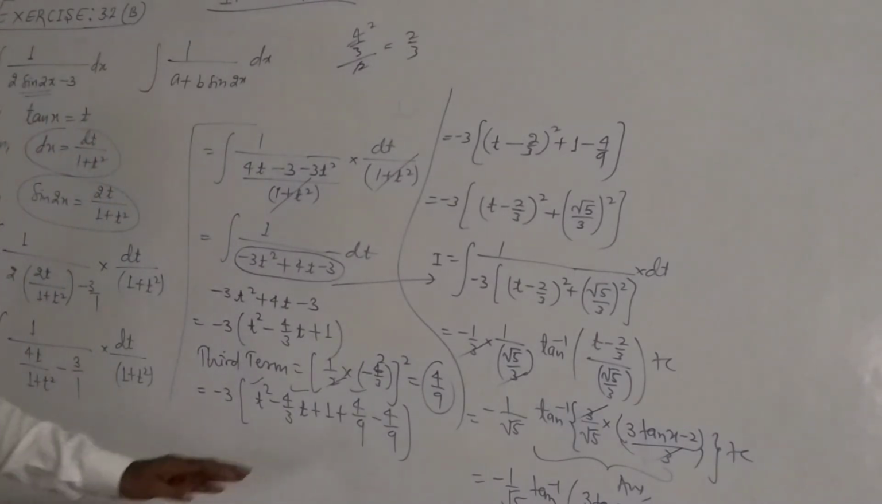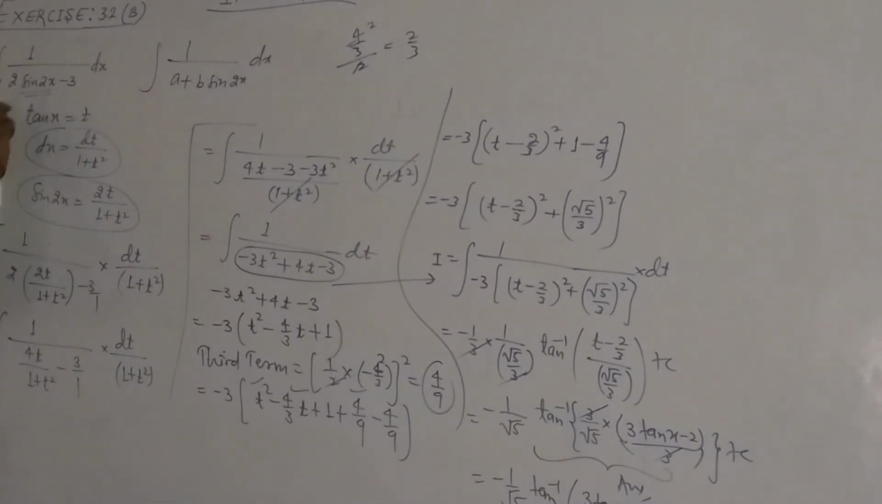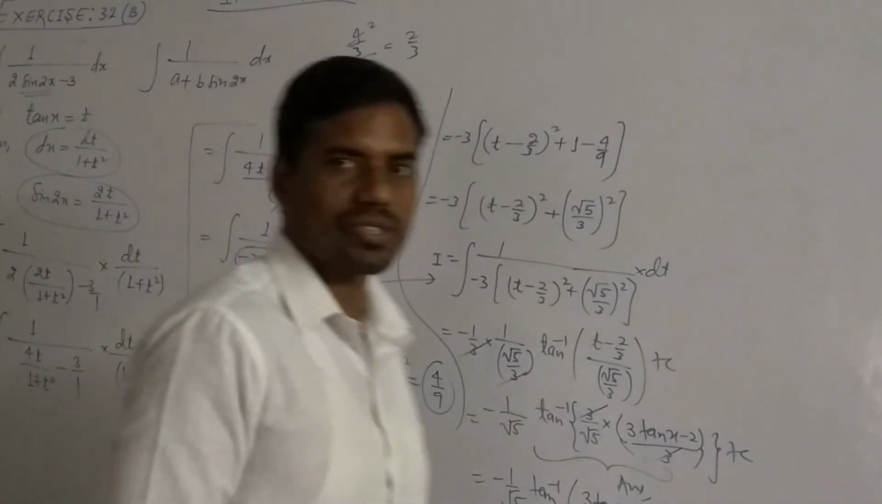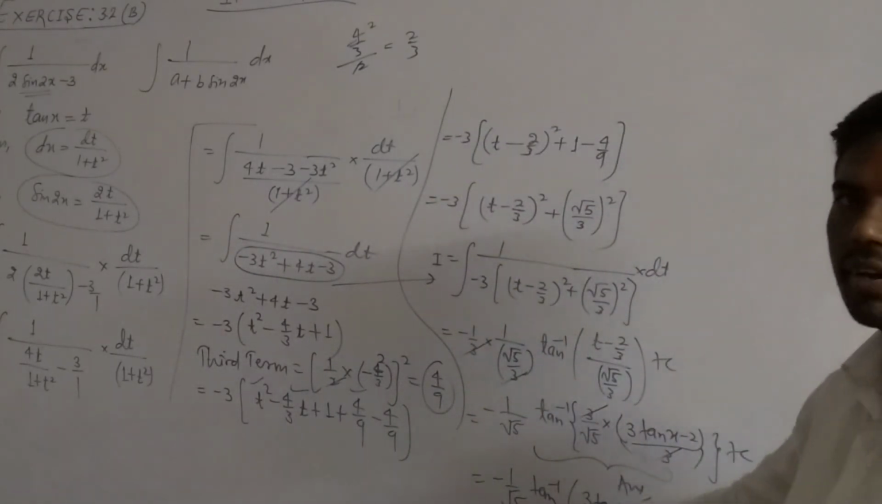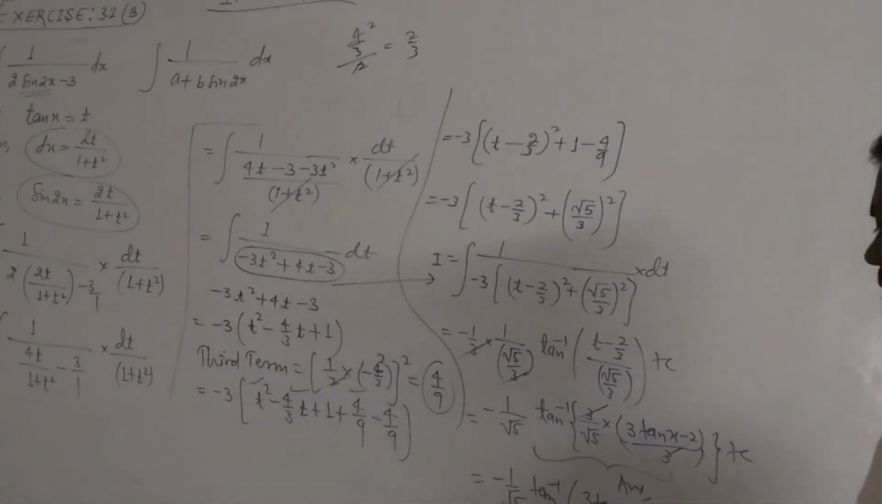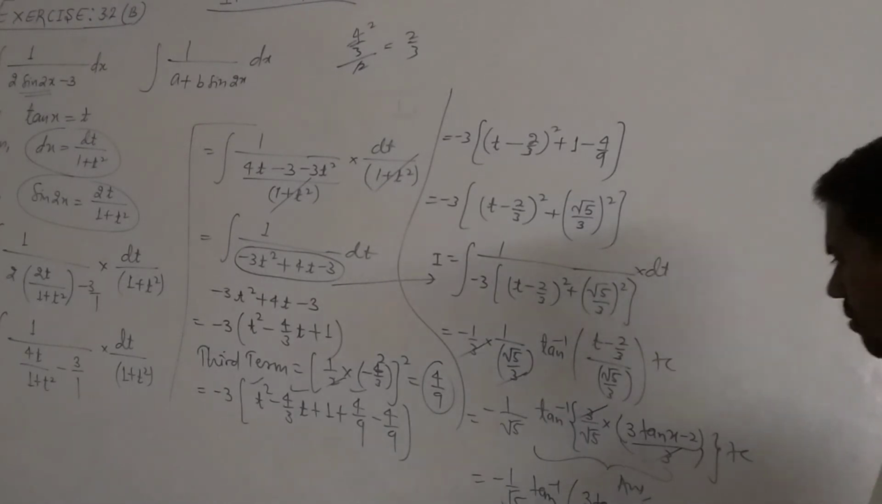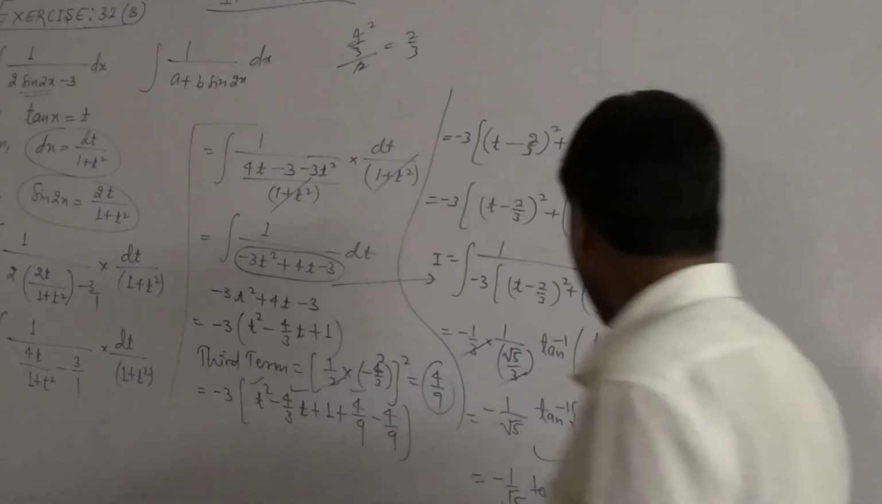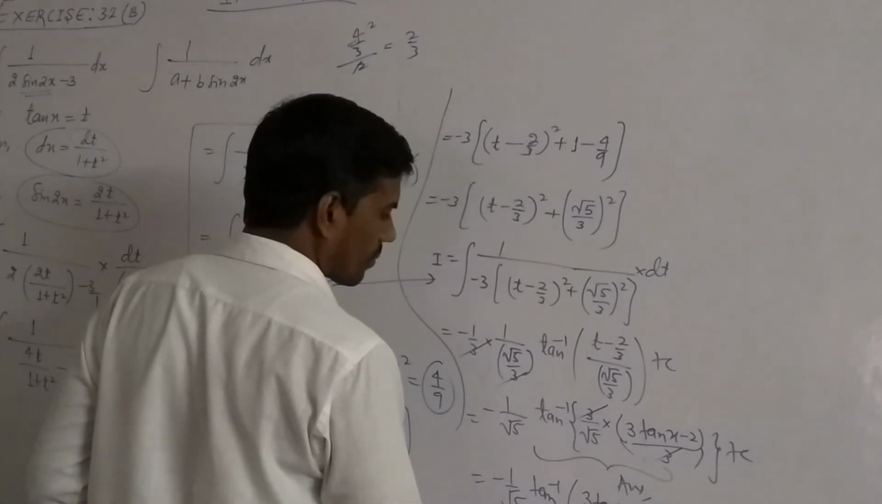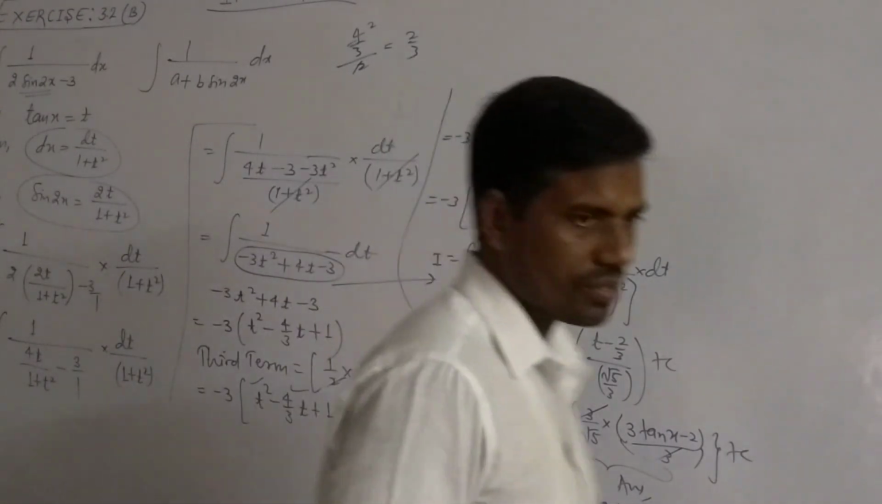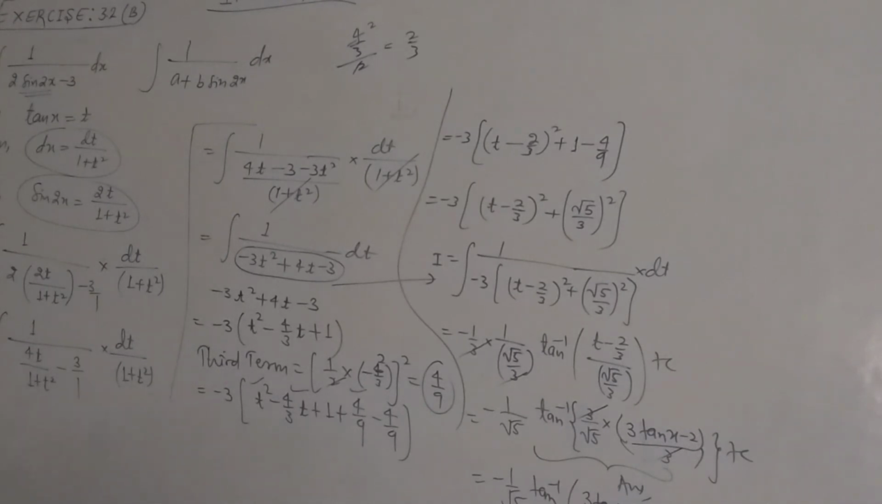Okay students, in this way we can integrate this format of integration, that is 1 upon 2 sin 2x minus 3 dx. Our answer is minus 1 upon root of 5 tan inverse of 3 tan x minus 2 upon under root of 5, plus c. Okay students, so easy, please make a note.